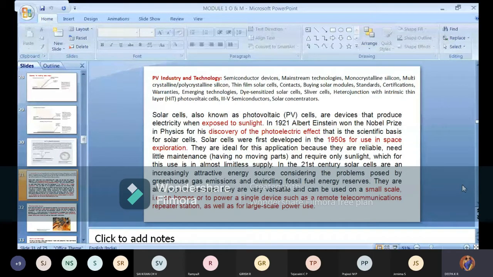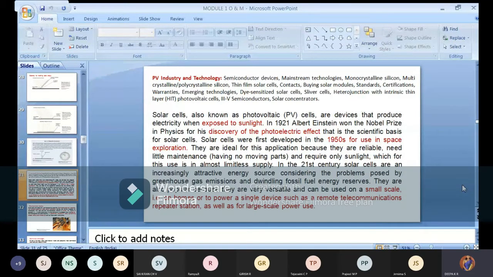Solar cells are known as photovoltaic cells. We are all familiar with the term PV. It is a device that produces electricity when exposed to sunlight, means it is one of the devices that does the conversion of light energy into, maybe you can convert it as heat, but normally a PV cell is particularly for electricity, converting your light energy into electrical energy.